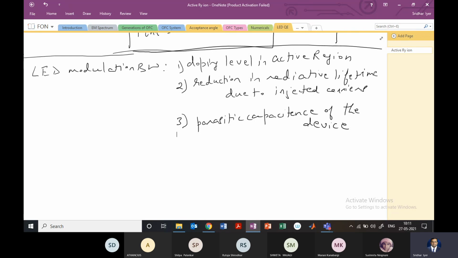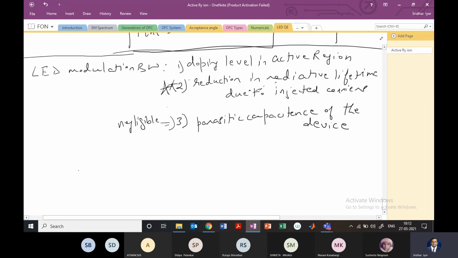Okay. So these are the three reasons that will affect the modulation bandwidth of the LED. In general, the third point, the parasitic capacitance, we assume as negligible because capacitance always has a very low value. The speed at which your LED can be directly current modulated is limited by the lifetime of the carriers. So basically it is dependent on point number 2, which will play a major role in finding the modulation bandwidth of the LED.